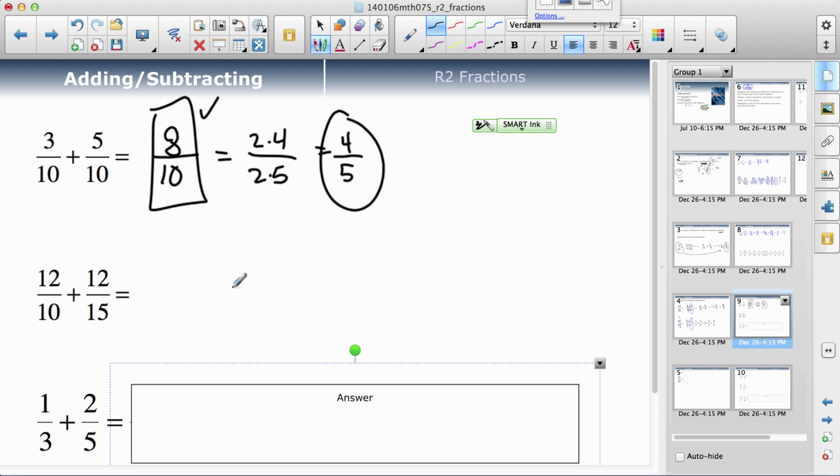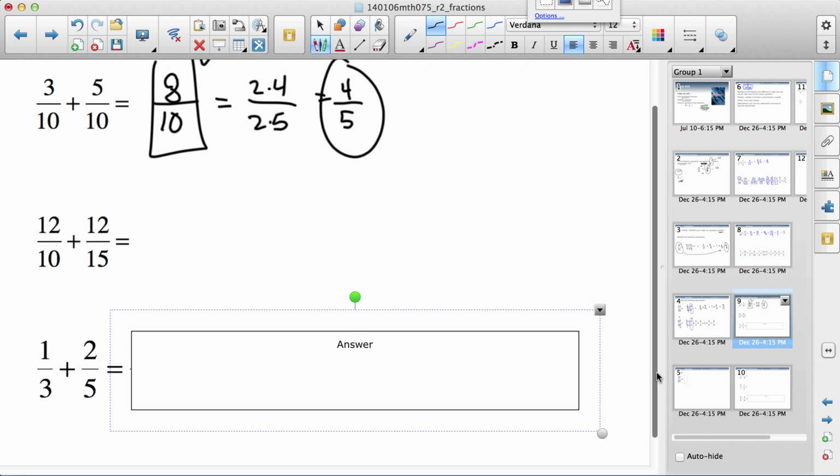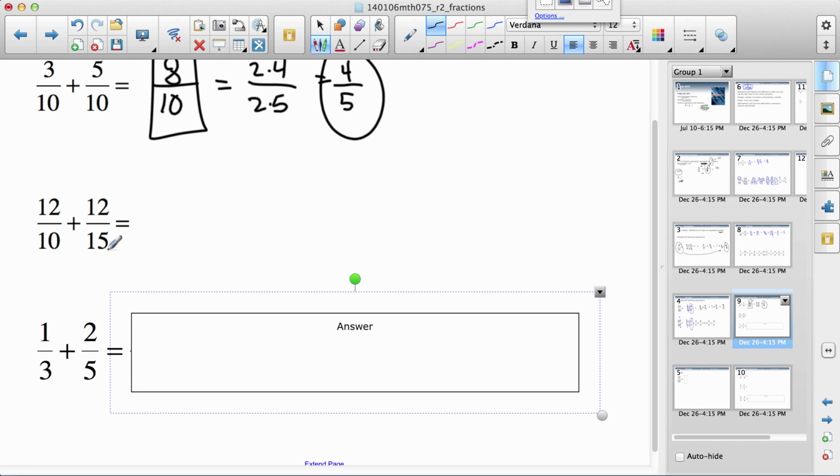Here's a question where I have 12 over 10 plus 12 over 15. I don't have a common denominator, so I need to get a common denominator. And I can do that whole thing where I do the factor tree. So 10 is 2 and 5. 15 is 3 and 5. Those are my prime factorizations.